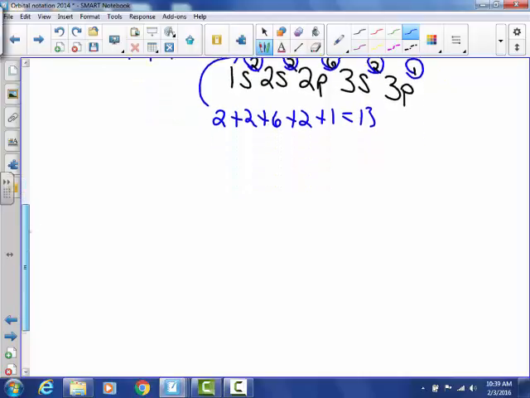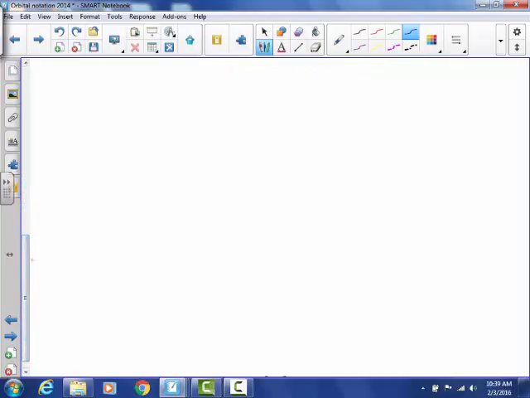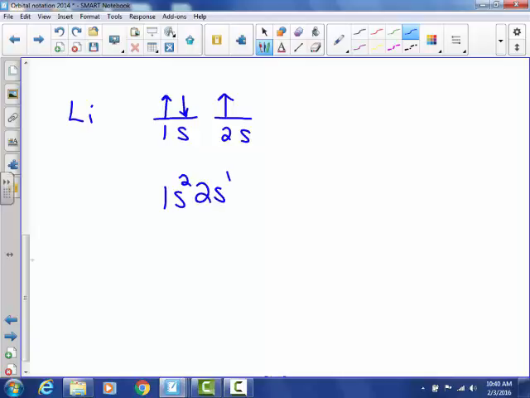So, let's start practicing with this new method. Let's write lithium. And I'm going to write the orbital notation first. So this is our old method. Okay, so this is orbital notation. So to write electron config, it's just 1s2, 2s1.